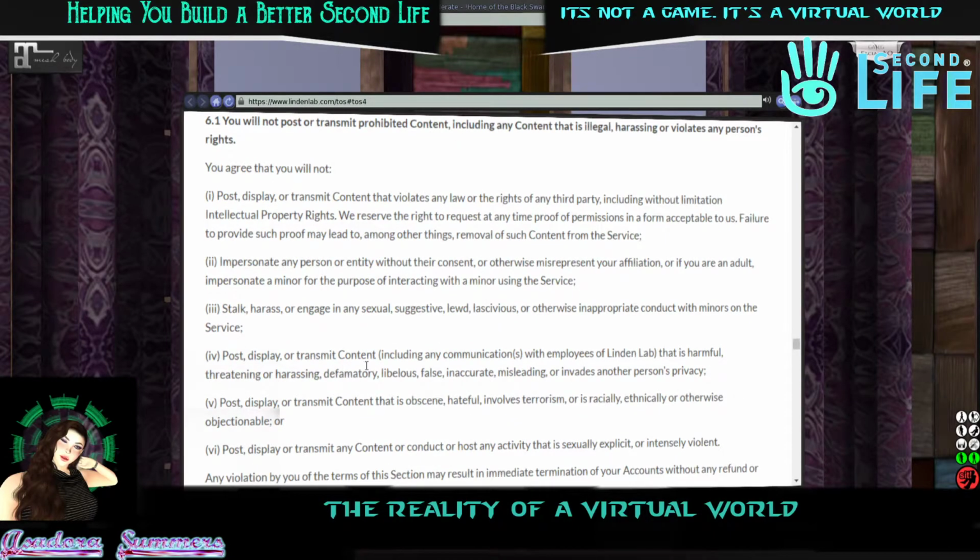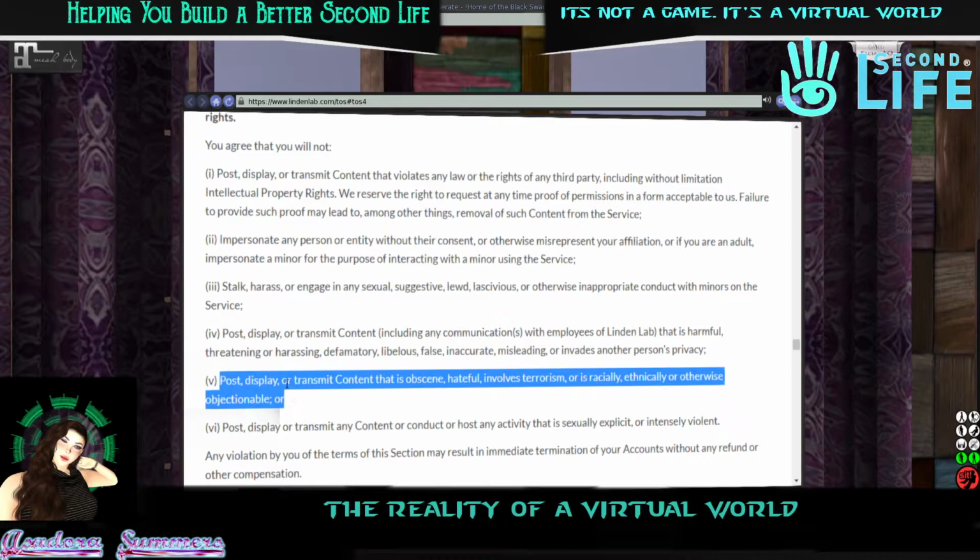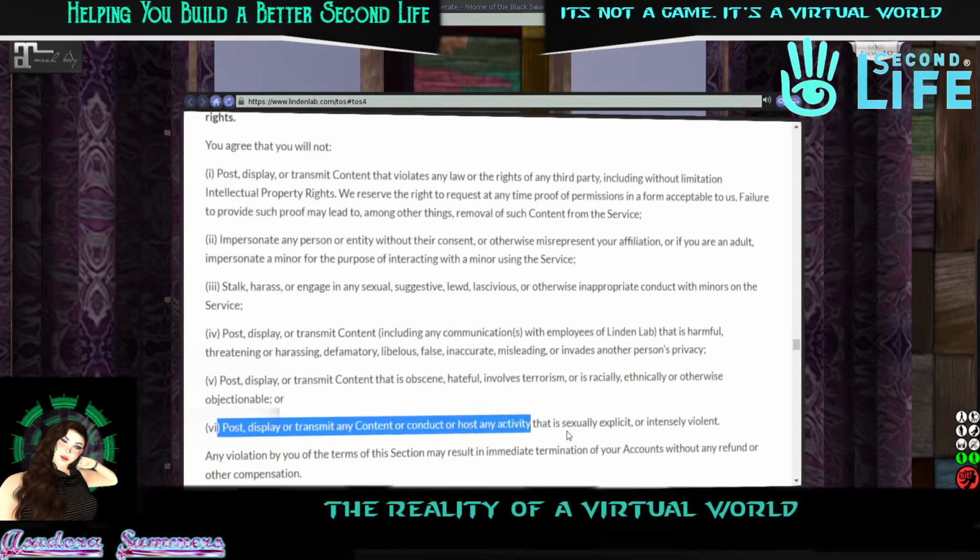Okay, moving on. Next, you agree that you will not post, display, or transmit content that is obscene, hateful, involves terrorism, or is racially, ethnically, or otherwise objectionable, or post, display, or transmit any content or conduct or host any activity that is sexually explicit or intensely violent.